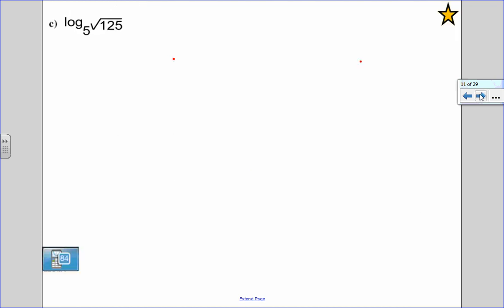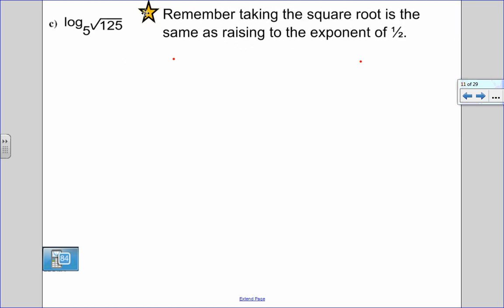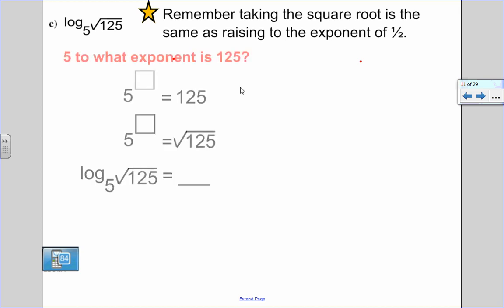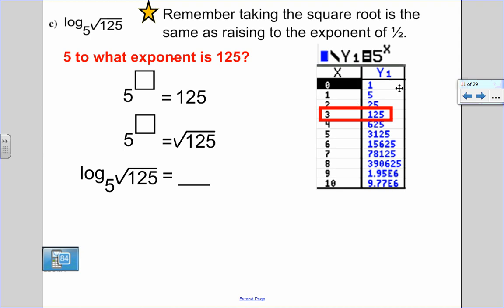So log base 5 of the square root of 125. So first thing that I'm going to do is take the square root. It's really the same as raising it to an exponent of a half. So I'm going to focus on the 5 and the 125. So 5 to what exponent is 125? So here's my powers of 5. And I can see that 5 cubed is 125.